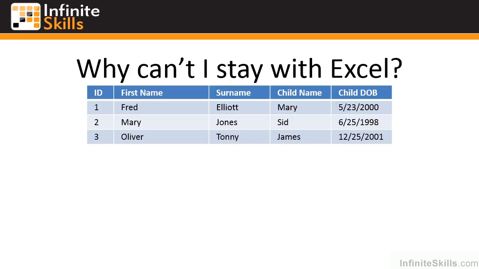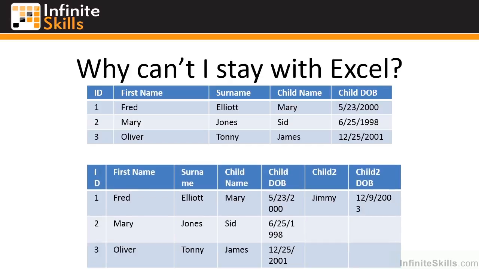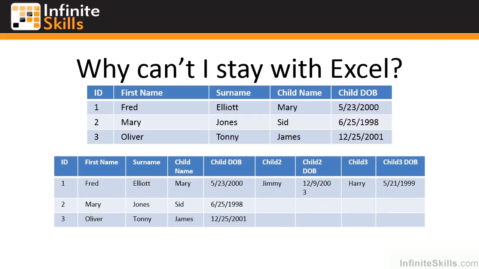However, when a second child comes along, we then have to restructure our Excel file by adding a second two columns, one for child 2's name, and one for child 2's date of birth. So therefore we can add Jimmy in to Fred Elliott, but those two cells remain empty for Mary and Oliver. Then when a third child comes along, we have to restructure again our Excel file and add in two more columns, child 3 and child 3's date of birth. But these cells that correspond to that same column for the two other records still remain empty because Mary and Oliver have not had a third child, nor have they had a second child. So you will find that you are constantly restructuring for related data as we have here.